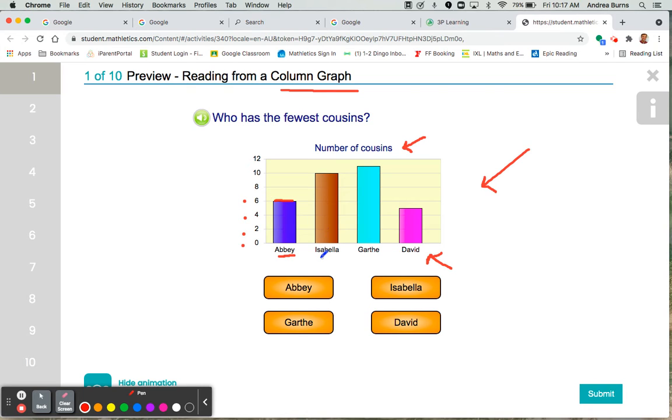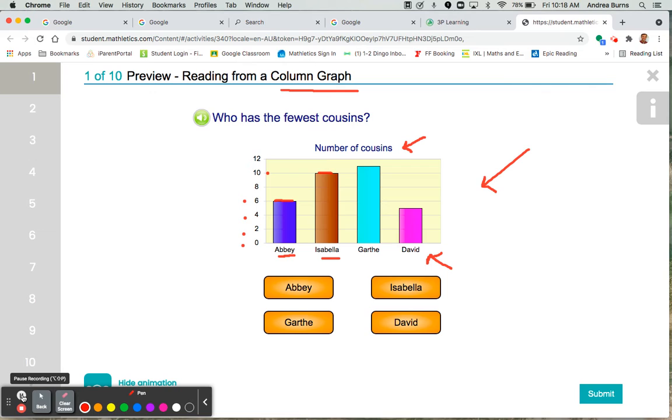Let's look at Isabella, shall we? Her column, her brown bar, goes all the way up to, look at this, wow, 10. So Isabella, you can see it goes up to 10 because there's the 10. Isabella has 10 cousins.